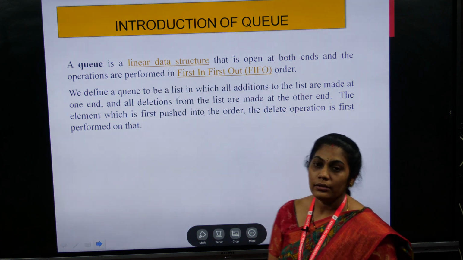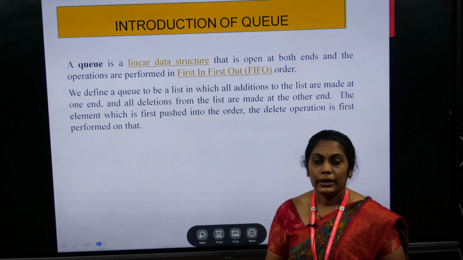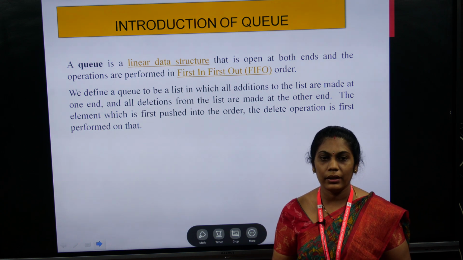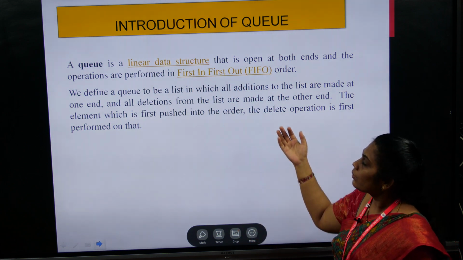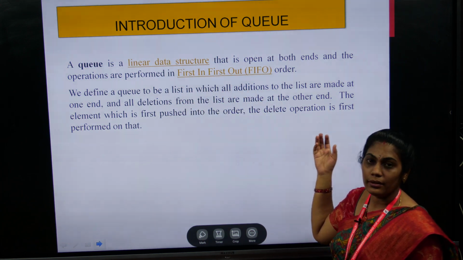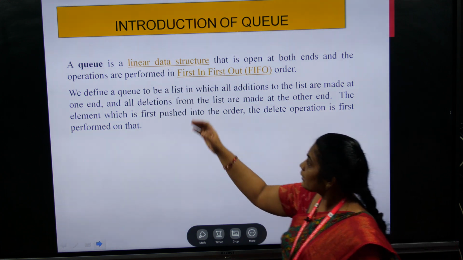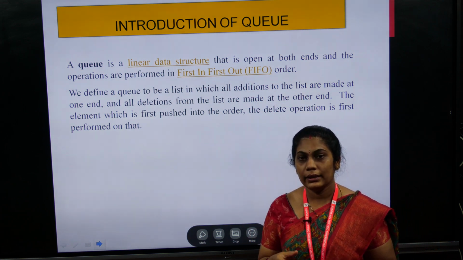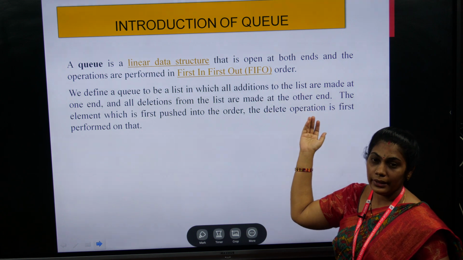Now coming to the next major topic, which is queue. So what is meant by queue? In a stack we insert elements at the top and delete elements from the top only. But the queue is also a linear data structure, and its operations work on first in, first out. That means where we are inserting, and at the other end, there we will delete the elements.